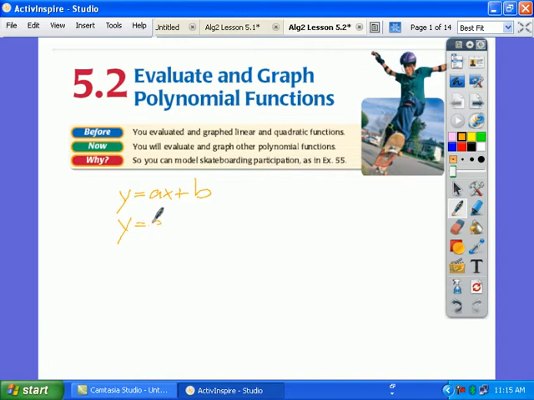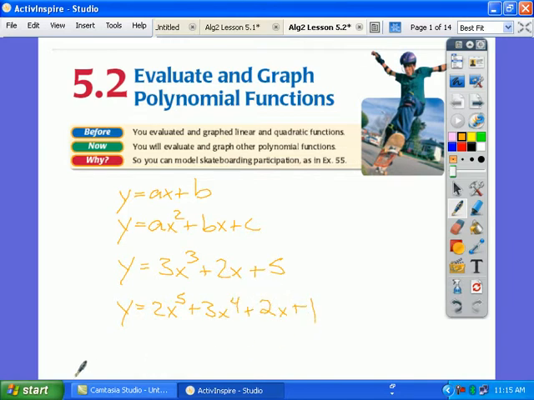Then we spent all of chapter 4 looking at these guys, which are polynomial functions, quadratic. And now the whole bottom's about to fall out, right? We're going to talk about now any degree polynomial bigger than quadratic, so cubics. A cubic polynomial, maybe y equals 3x cubed plus 2x plus 5. We're going to look at maybe a fifth degree polynomial. At this point, any polynomial is fair game.